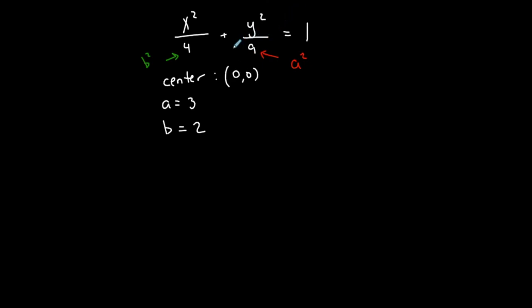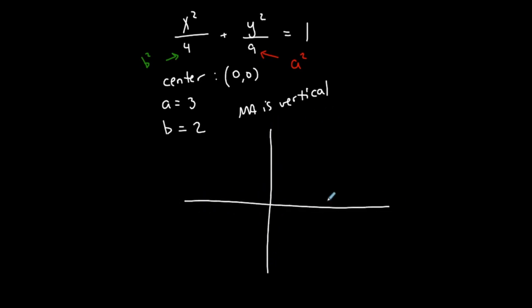Also, considering that the larger denominator is underneath the y squared, that means that the major axis is vertical. Right? The larger denominator is under the y squared, so the major axis is vertical. So I do have enough information to actually graph this. Let me just roughly sketch it, and if I want to find more details, I will. So the center is at the origin. The major axis is vertical.